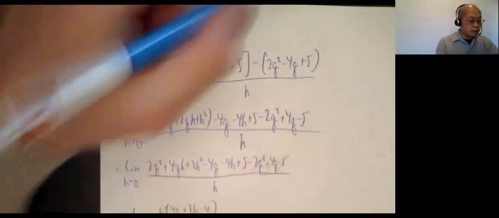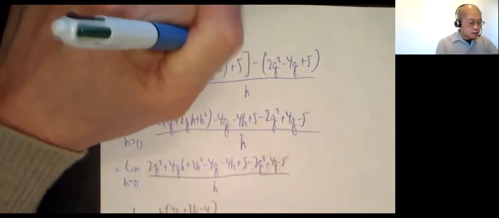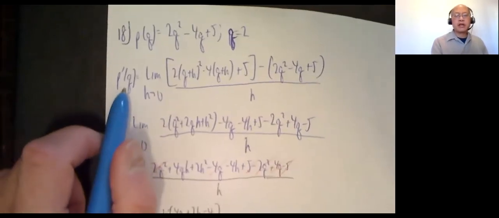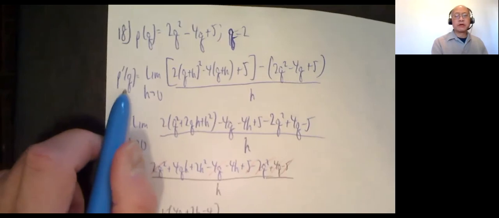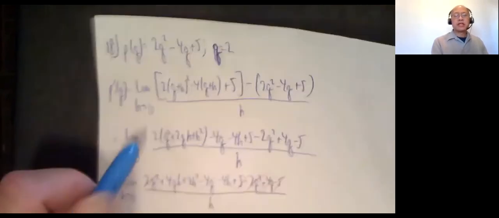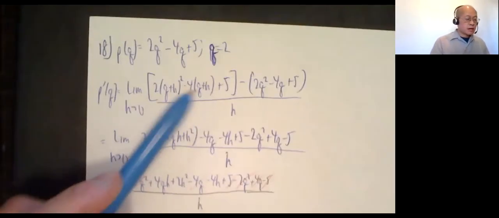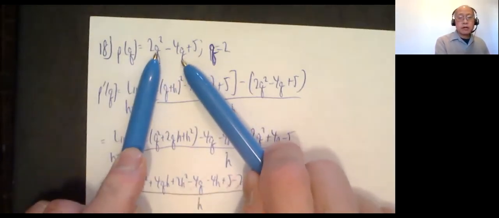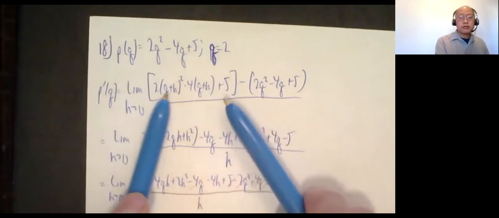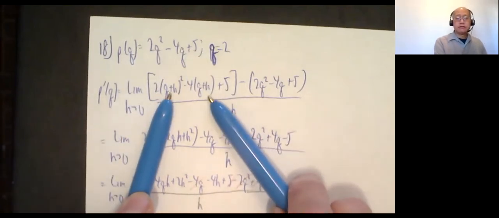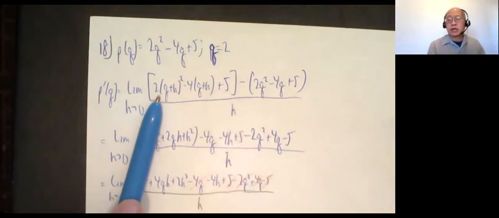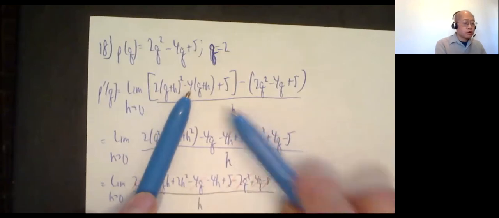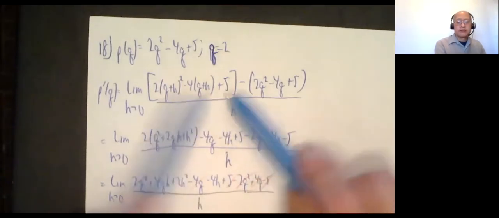Sorry, that's Q equals 2, my bad. Plugging in Q equals 2. So P prime of Q, instead of F prime of X, P prime of Q. All right, so limit H approaches 0. Okay, so right here and right here, erase Q, put Q plus H in parentheses. 2 times parentheses Q plus H squared minus 4 parentheses Q plus H plus 5.